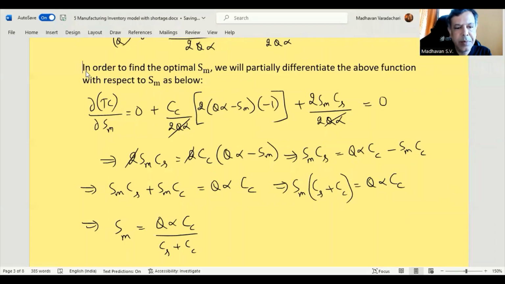So since this is optimal, I'll put a star over there. This is the optimal maximum shortage.